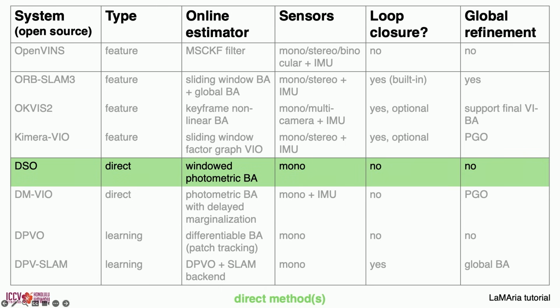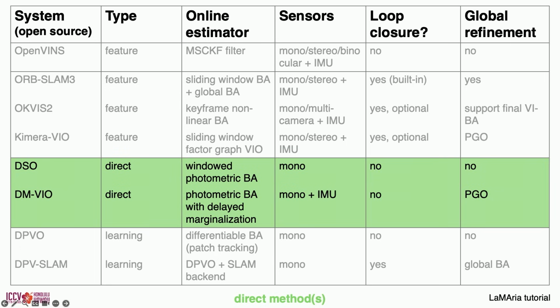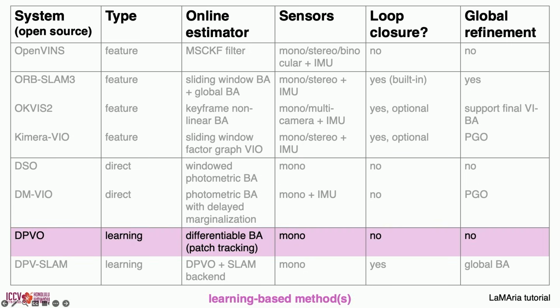Then moving on to the direct methods, we benchmark DSO. And this is a direct method, and it only is monocular, so we cannot run it with the IMU. And it has no loop closure or global refinement. And its extension is DMVIO, which integrates the IMU in its optimization as well. And it's the second direct method that we benchmark. Then moving on to the deep learning methods.